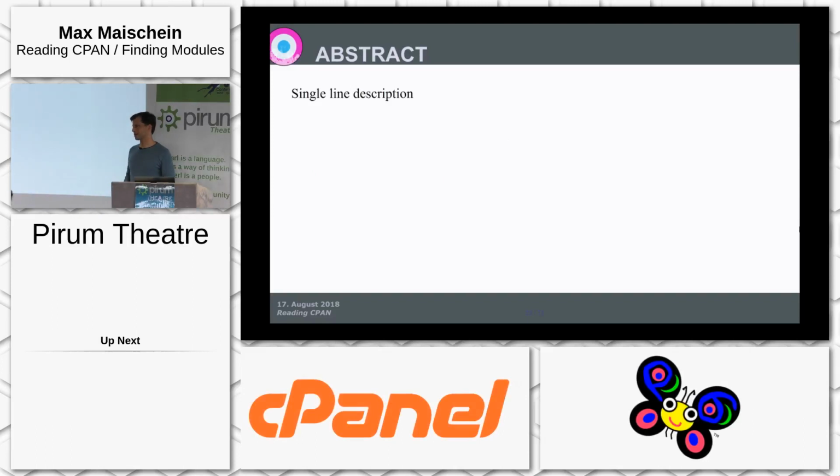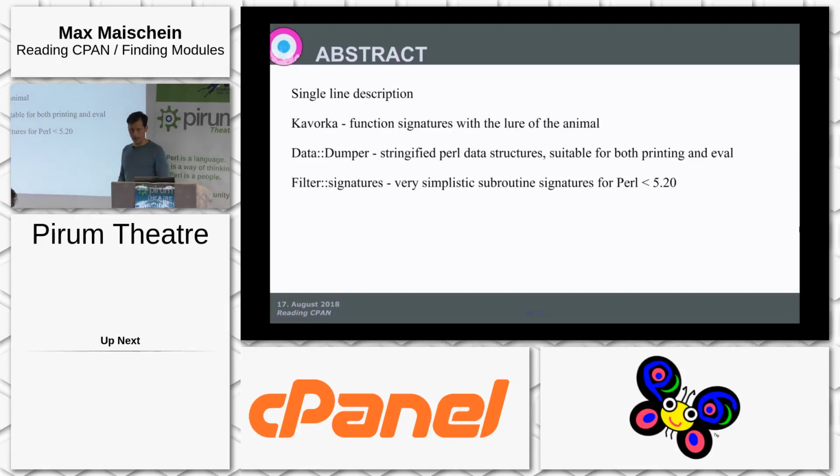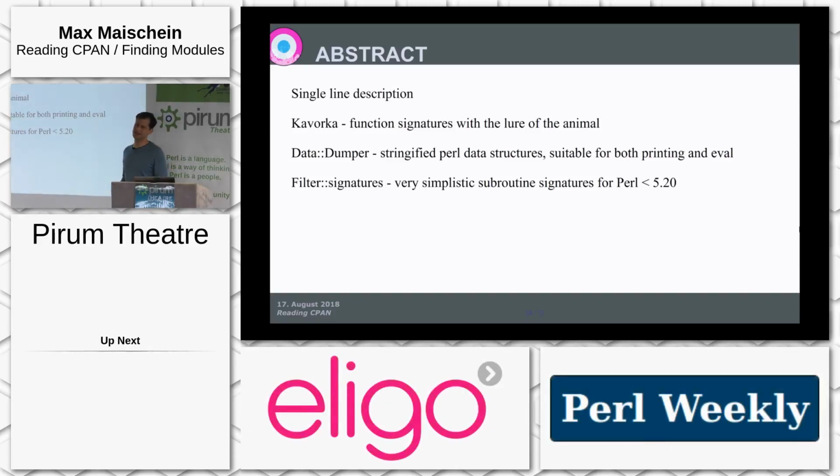Yeah, the abstract is a single line description of a module, and I've brought some examples. For example, Kavorka is a name that doesn't really tell you anything, but maybe the abstract tells you a bit more. It's function signatures with the lure of the animal. I'm not sure about that, but it tells me at least the module is something about function signatures.